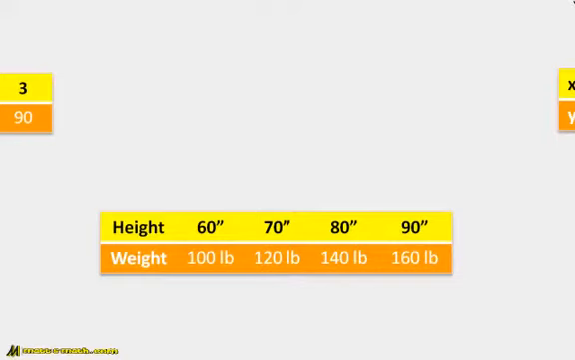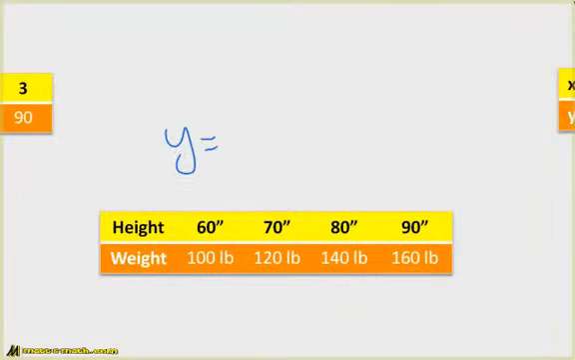Let's do this one. Remember, it's got to be y equals some number times x. Well, what do I take if, let's just say, height is x and weight is y? What do I multiply 60 by to get to 100? Well, that's not so easy, is it?